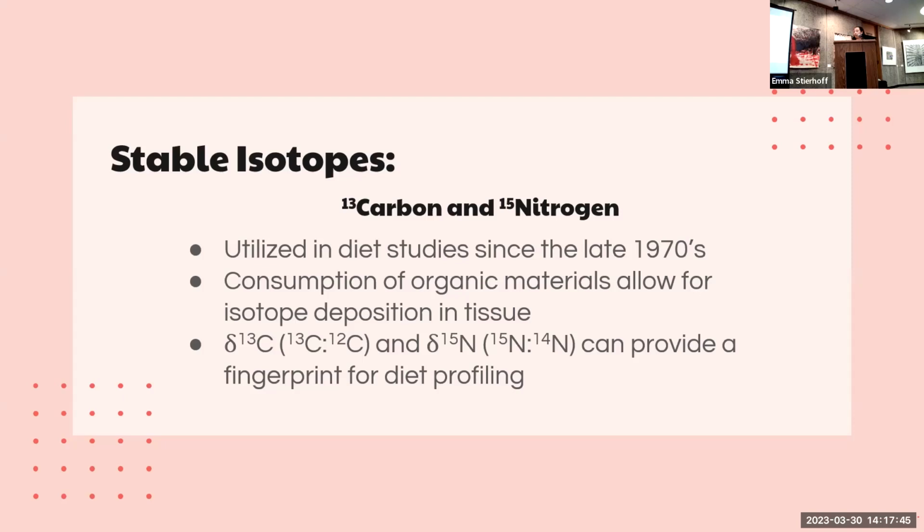So delta 13 carbon is a ratio of carbon 13 and carbon 12, while delta 15 nitrogen is a ratio of nitrogen 15 and nitrogen 14. Together, those are the ones we use for this type of biology.